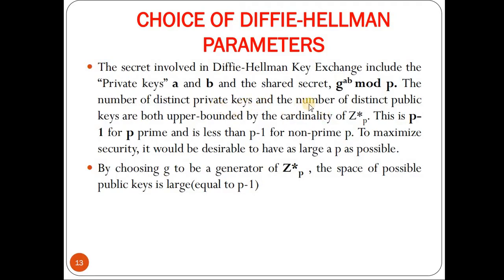The number of distinct private keys and the number of distinct public keys are both upper bounded by the cardinality of Z star P. This is P minus 1 for prime P, and it is less than P minus 1 for non-prime P. But we go for P equal to a prime, so the possible choices are up to P minus 1. So to maximize the security, it is desirable to have as large a value of P as possible. Finally, by choosing G to be the generator of Z star P, the space of possible public keys is large, which is equal to P minus 1.